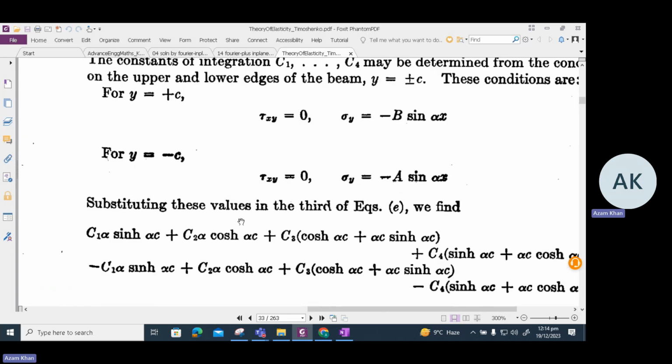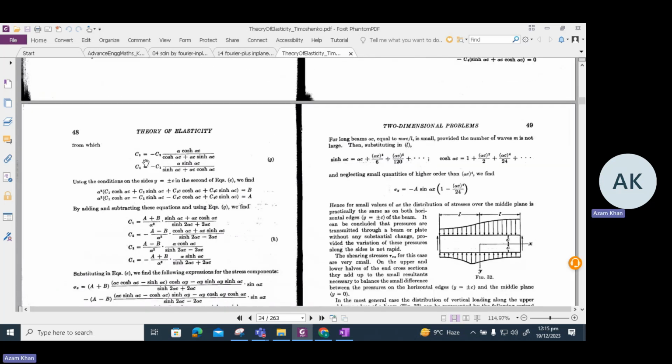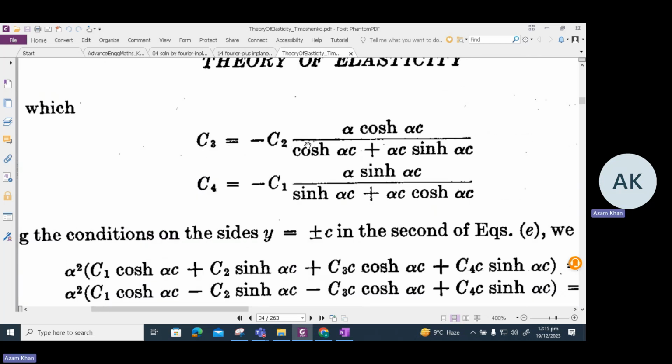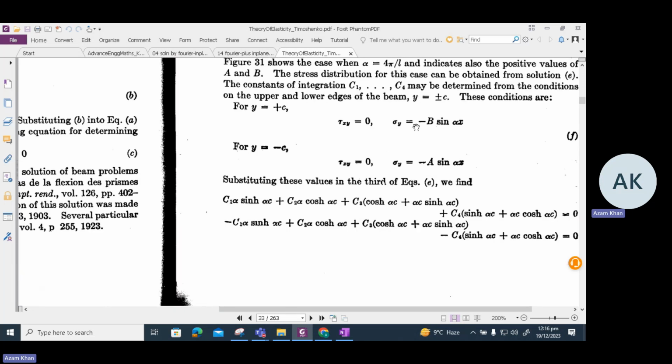Now these values can be substituted in this equation. We can get C3 equal to minus C2 times alpha cosh alpha c divided by cosh alpha c plus alpha c sinh alpha c, and C4 equal to minus C1 alpha sinh alpha c divided by sinh alpha c plus alpha c cosh alpha c. Now we can write this second condition, which is sigma y is equal to minus b sine alpha x and sigma y is equal to minus a sine alpha x.